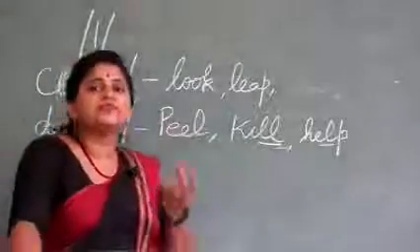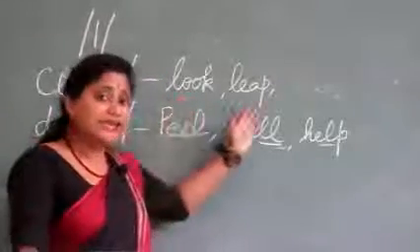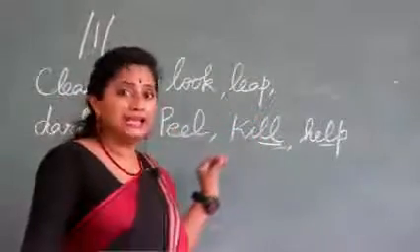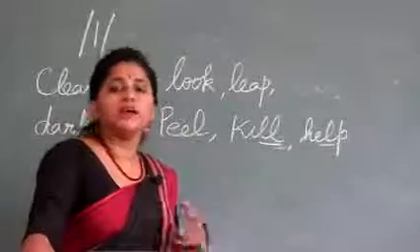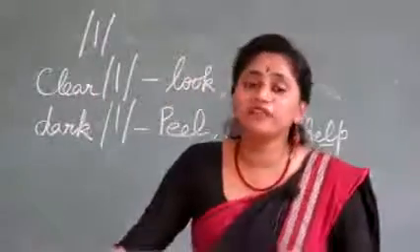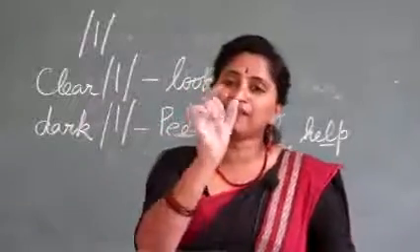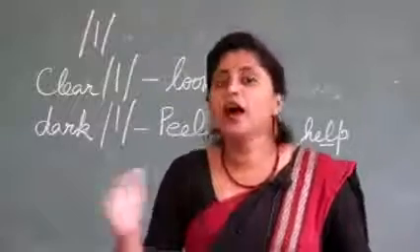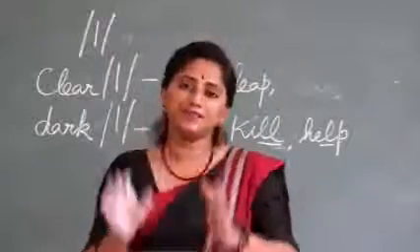Thus we get two different ill sounds, as in look or leap. It is not the same as when we say peel or kill or help. The tongue, or the quality of the sound, the lateral sound, is different in these two cases. Because of these two slight variations, we can say clear ill and dark ill are the allophonic variation of the lateral sound ill.